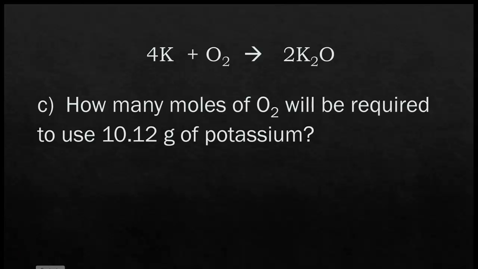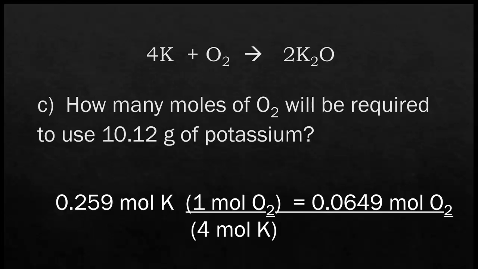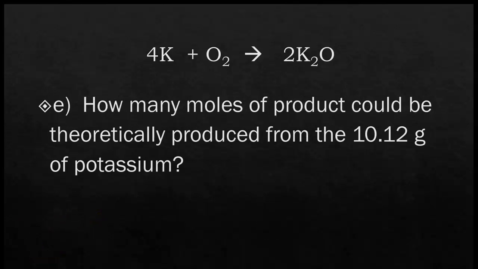And so simply by taking a look at that and jotting that down, then go straight across the top and multiply 0.259 times 1, and then of course divided by 4 is going to give you 0.0649 moles of oxygen. And I'm just going to check my math again here one more time, because that's again the place where you're most likely to make a mistake.